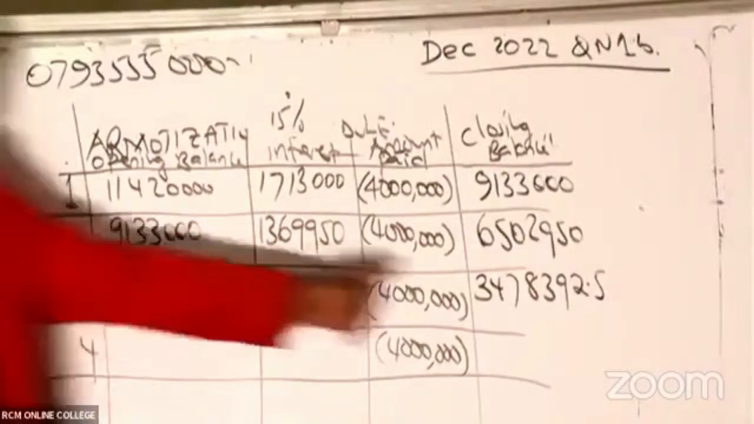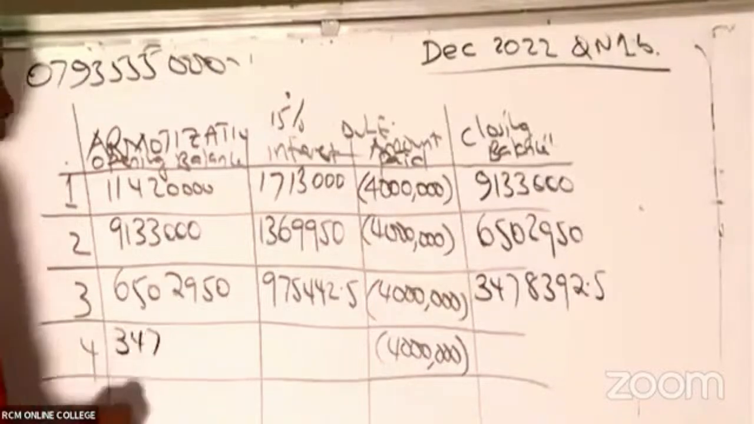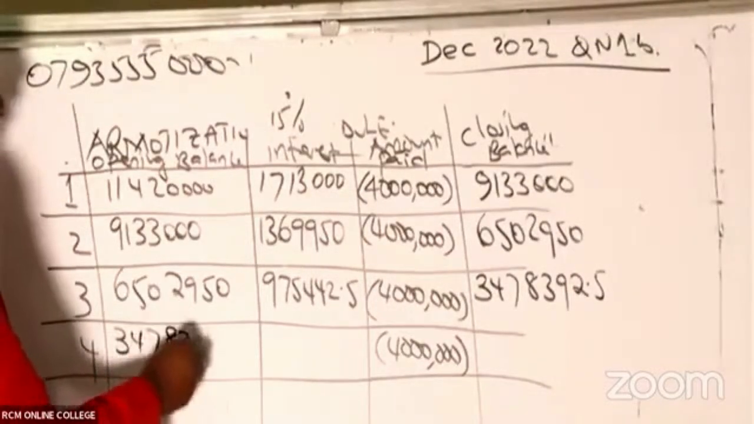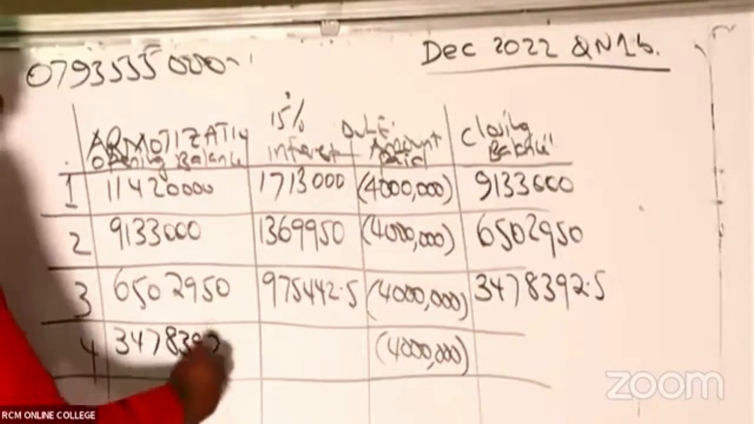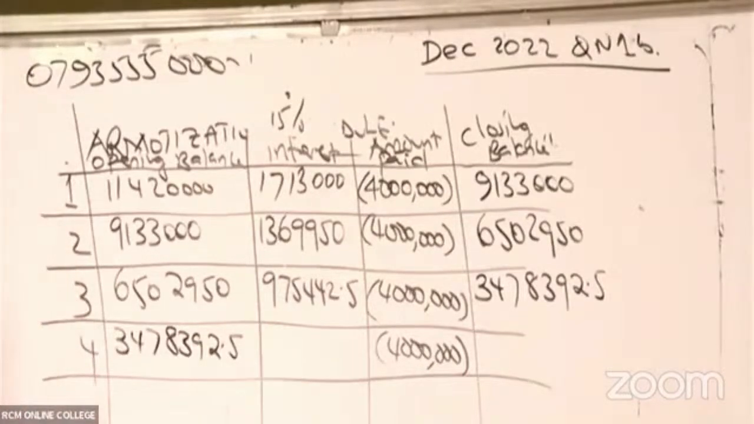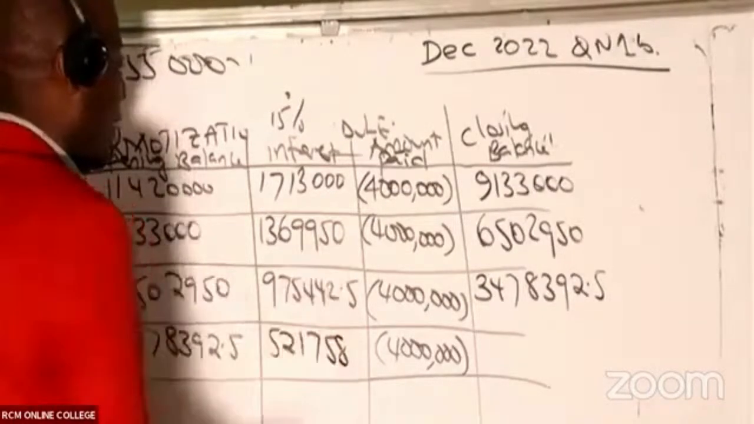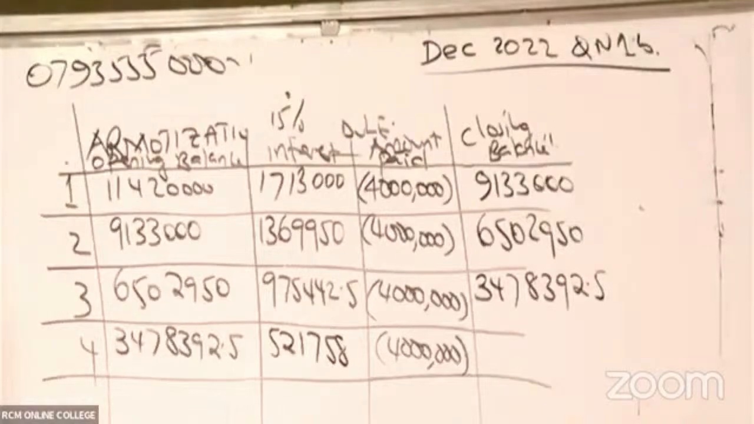So this is the figure that you're bringing here. So we have here 347,839.5. Please give me the interest here. According to Betty Kanana, it's 521,758.